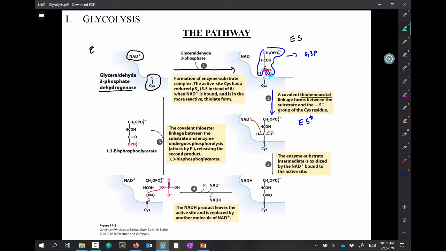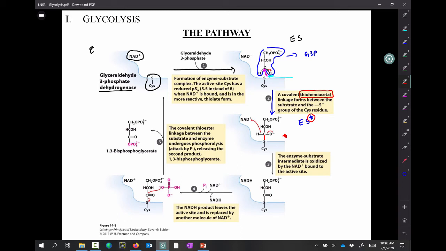Okay, right, and that then produces this intermediate. I've already underlined it, but it's called the thiohemiacetal intermediate, and that's denoted by this star, and that's what you're looking at here in the structure. You'll notice the main point is that there's this covalent bond between the cysteine side chain and what was originally glyceraldehyde 3-phosphate.